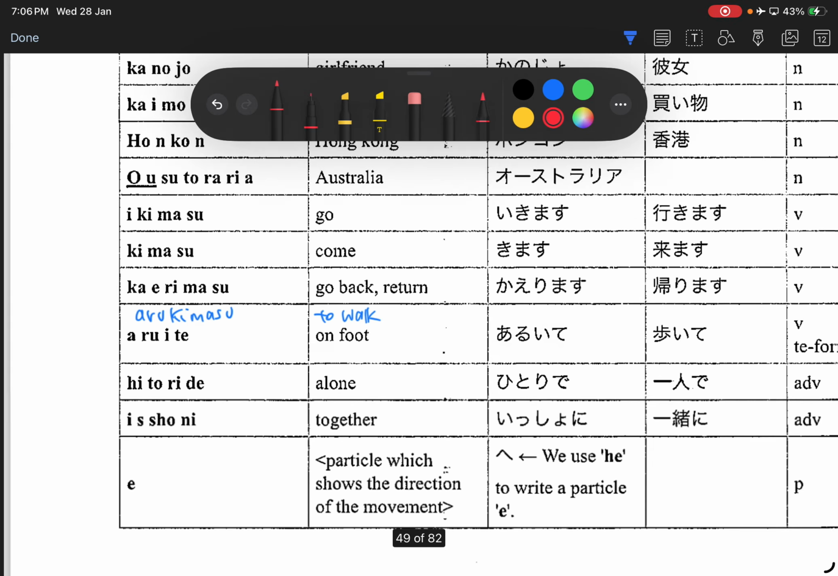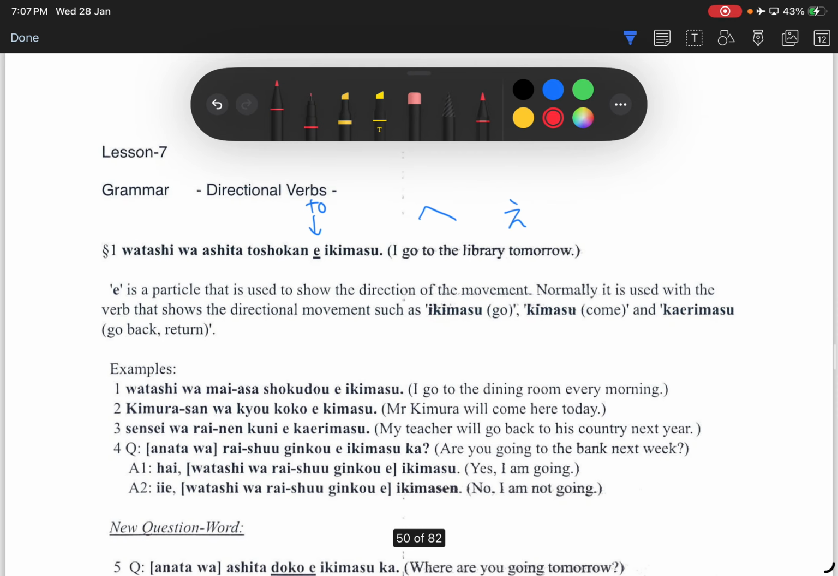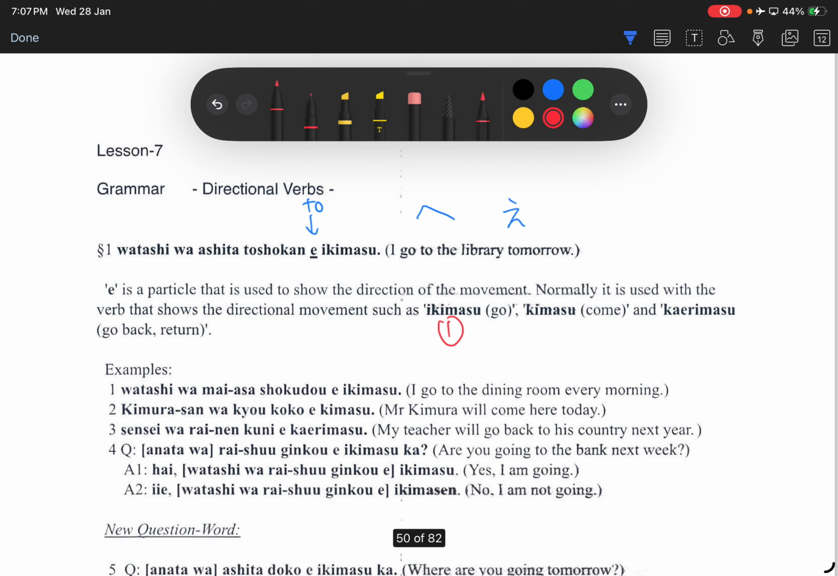Okay, lesson 7, we talked about directional verbs. So directional verbs, basically they have a sense of direction, like we are going to somewhere, right? We are going to somewhere. So in this case, we learn 3 directional verbs. One is いきます. The second one is きます. And then the third one will be かえります. Right, they are all over here.